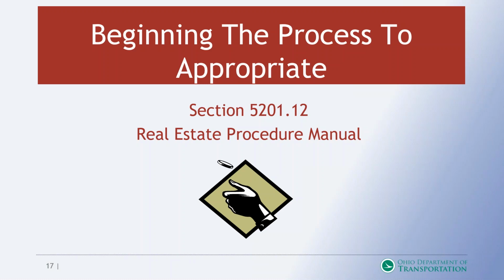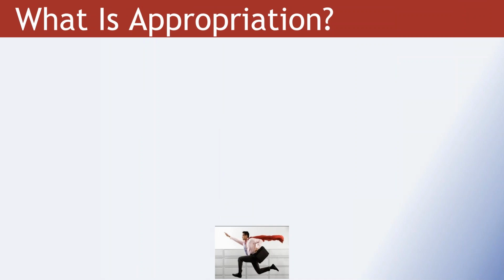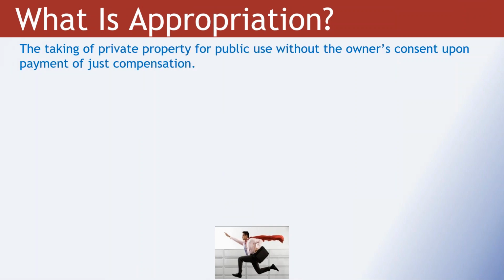Moving on to our next session, we're going to talk about the beginning process to appropriate. This is out of the 5201.12 in our real estate manual. Here we're looking at the taking of private property for public use without the owner's consent upon the payment of just compensation.